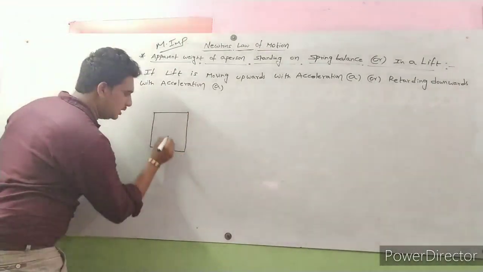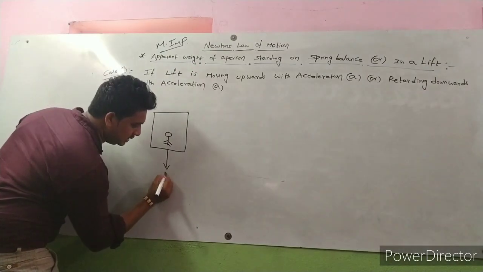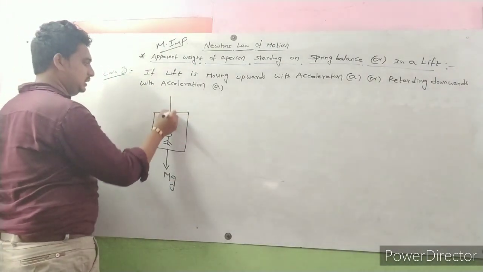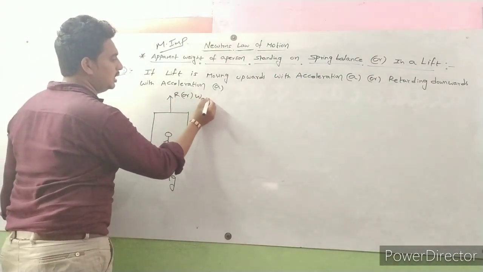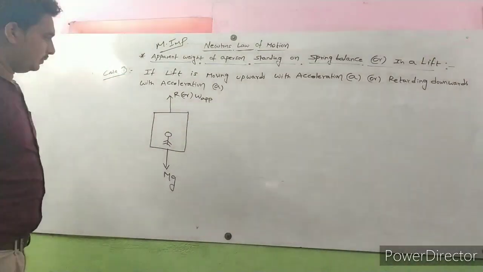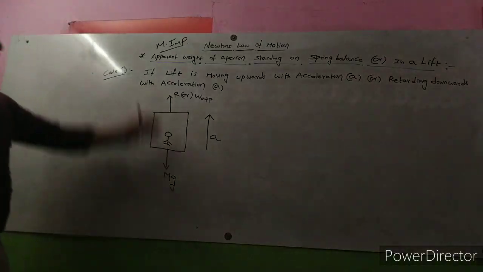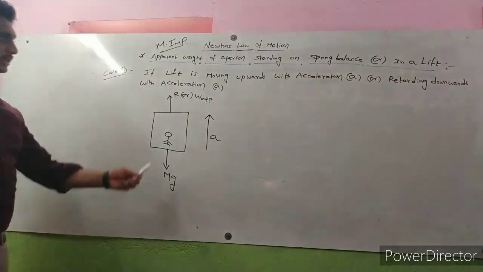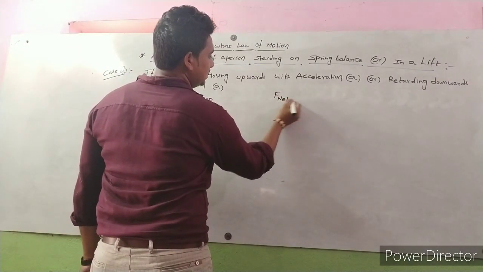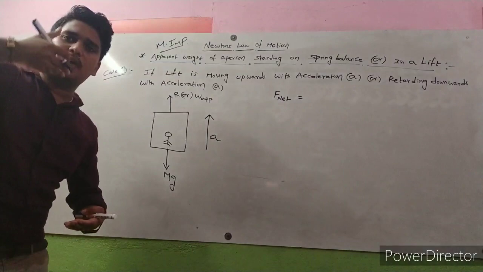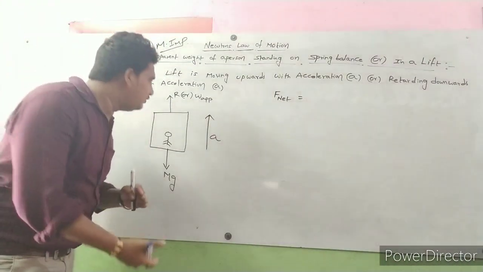this is a lift, the person is standing here, this is the weight mg, and this is the reaction force or apparent weight W apparent. The lift is accelerated upwards with acceleration a. Observe carefully. The total net force is equal to... How is the lift moving upward? Please listen carefully, it's very easy.